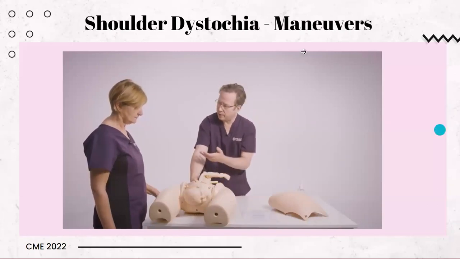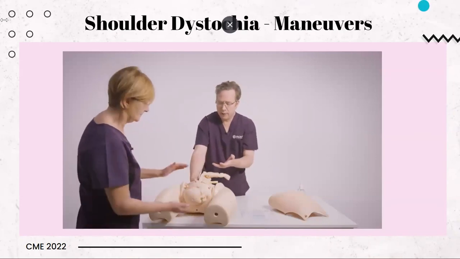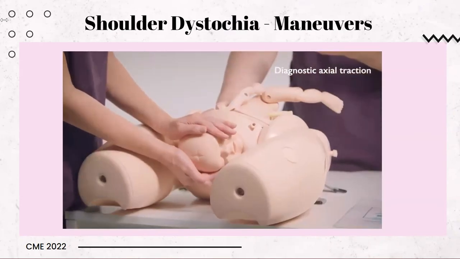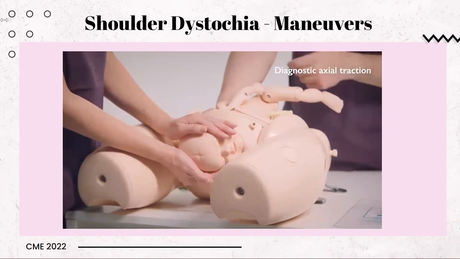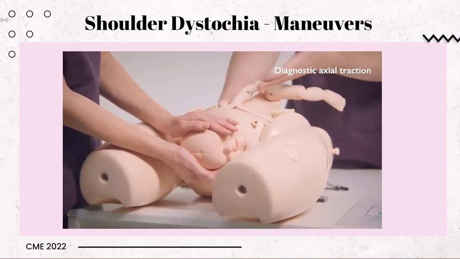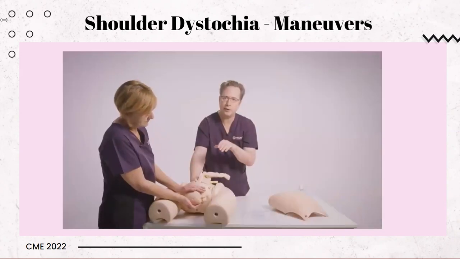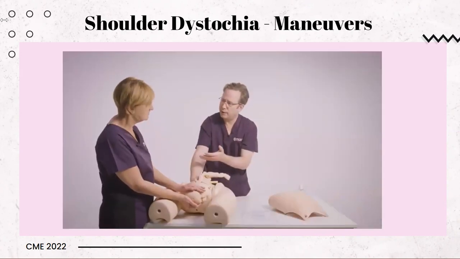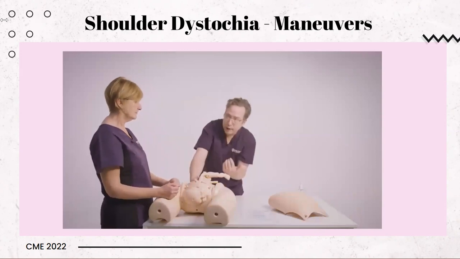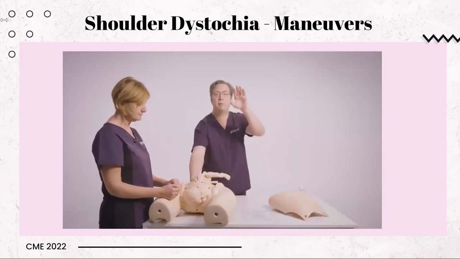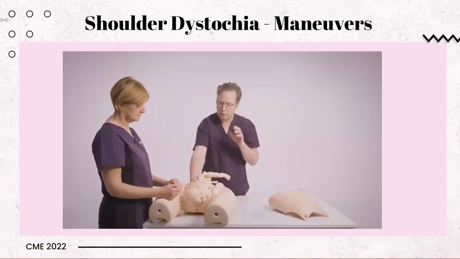So the first thing, Kathy, I wonder if we could try is diagnostic traction. So the key issue here is you need to know there's an impaction. And it's really important, just as Kathy's doing, to pull in the direction of the spine, axial traction. Now, I think when we were young, people definitely used to pull right down, used to crouch down to try and pull the truck underneath the bridge. Well, we know now that that's more damaging. So just see, is it coming, yes or no?